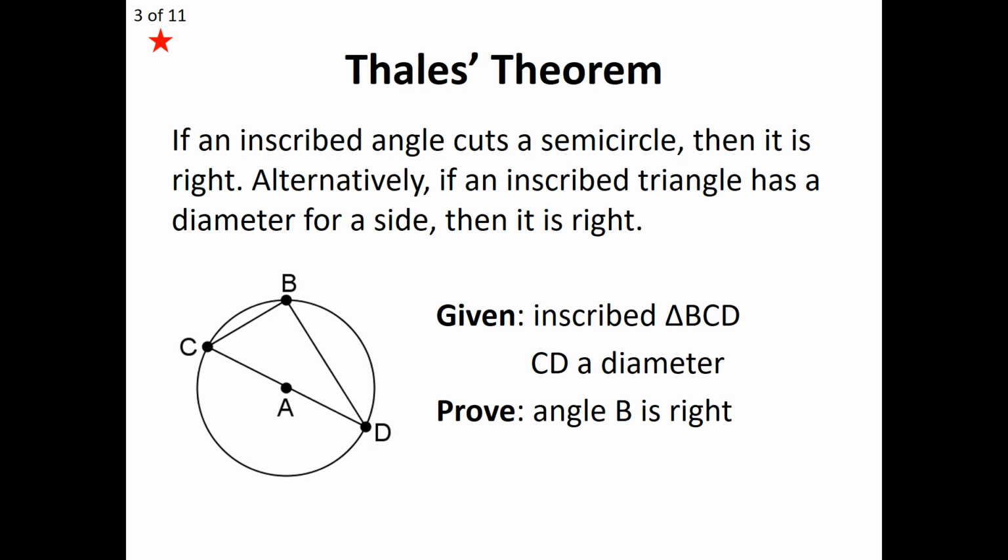In other words, if we have an inscribed triangle such that one of its sides is a diameter, then we can prove that that triangle is a right triangle. So let's take a look at the diagram below. We've got an inscribed triangle BCD such that one of its sides is a diameter, CD. We're going to prove that angle B is a right angle.